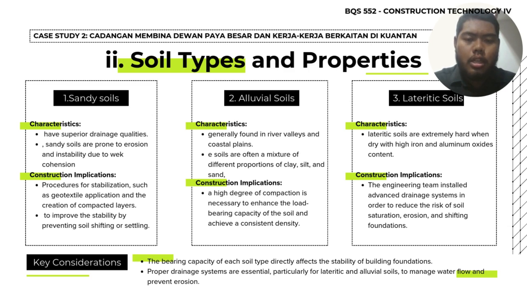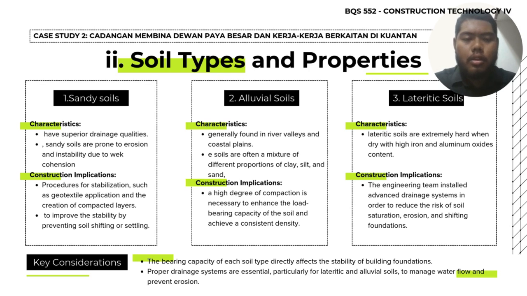Next is alluvial soil, and the characteristic of alluvial soil is that it is generally found in rivers, valleys, and coastal plains. These soils are often a mixture of different proportions of clay, silt, and sand. So the implication for this soil in construction is that a high degree of compaction is necessary to enhance the load bearing capacity of the soil and achieve a consistent density.